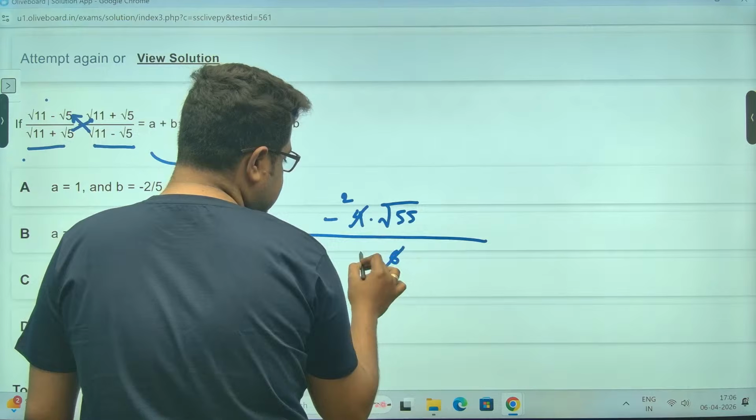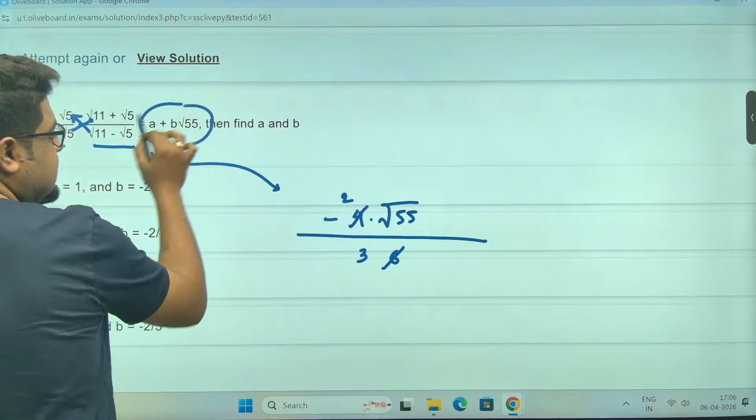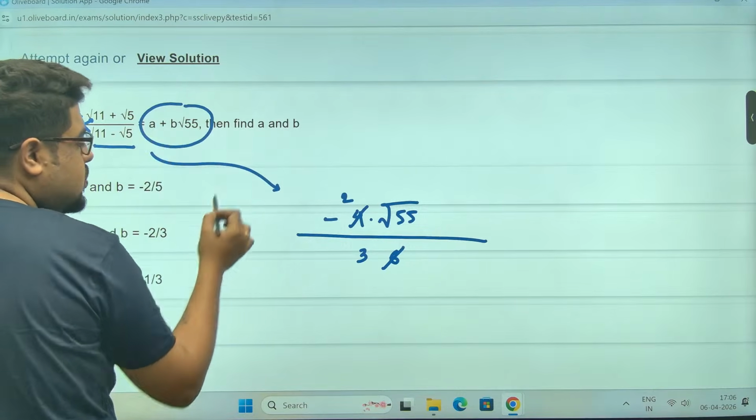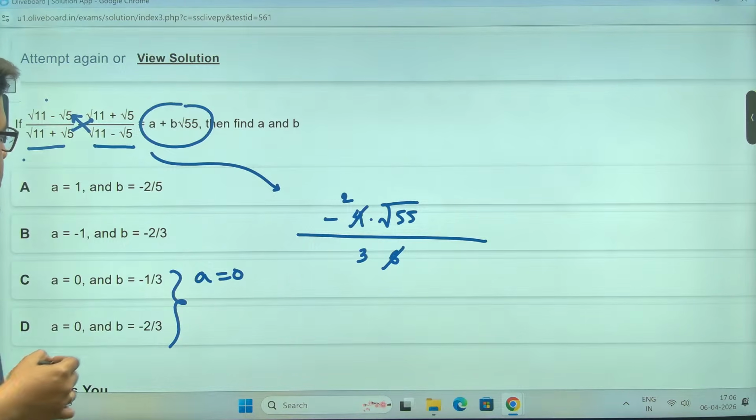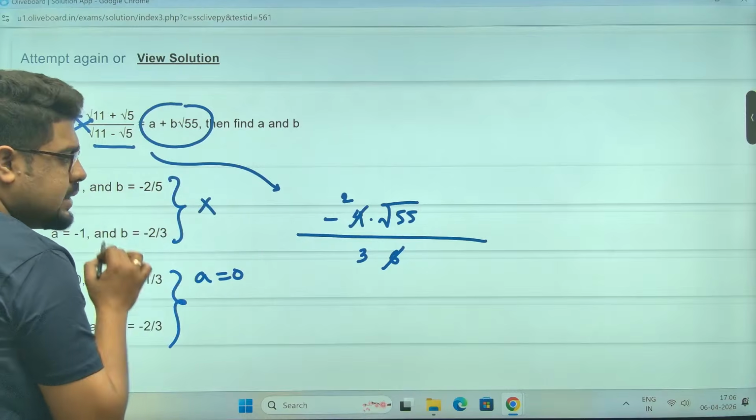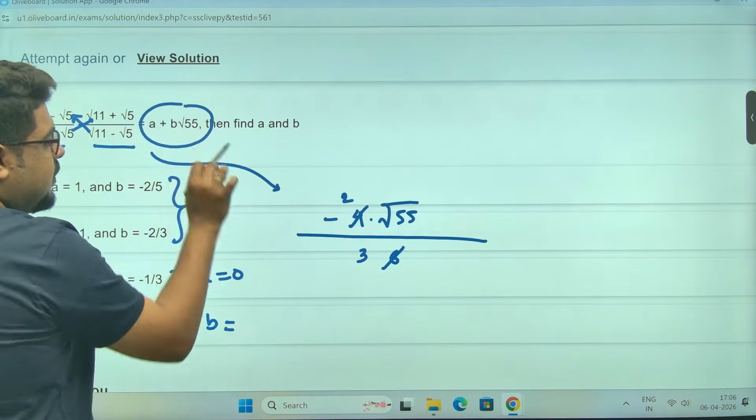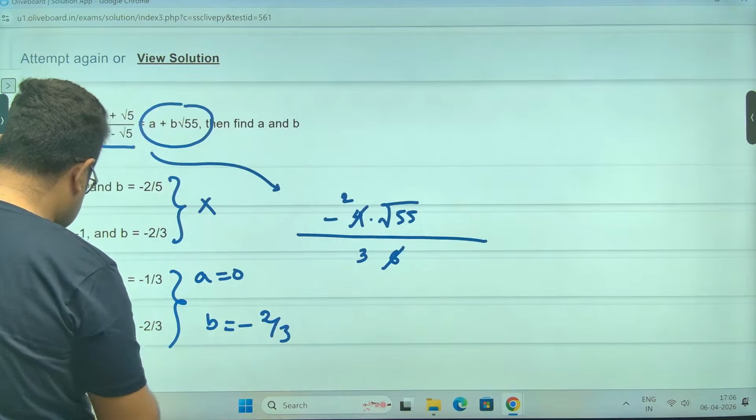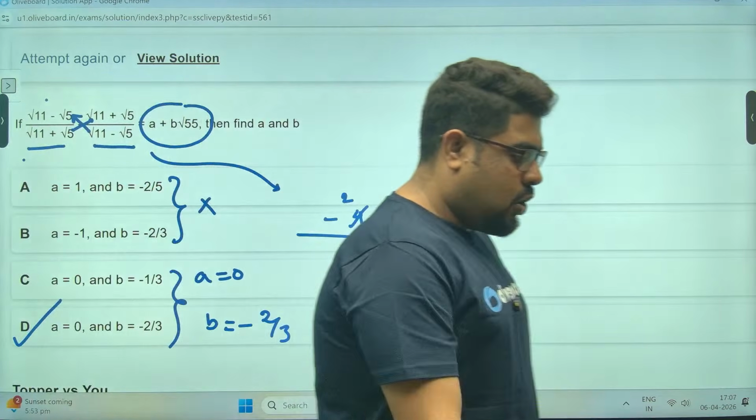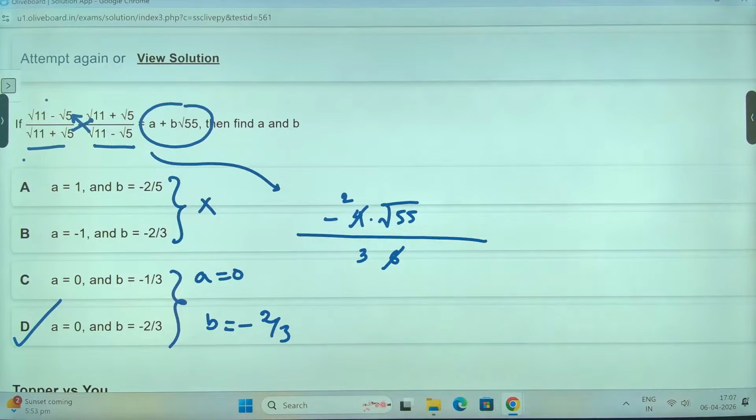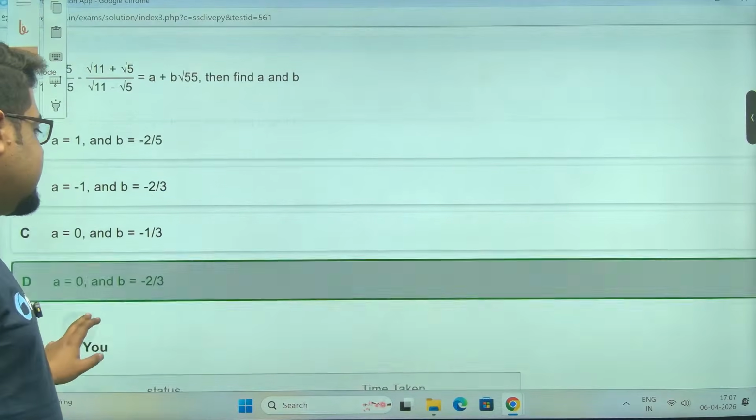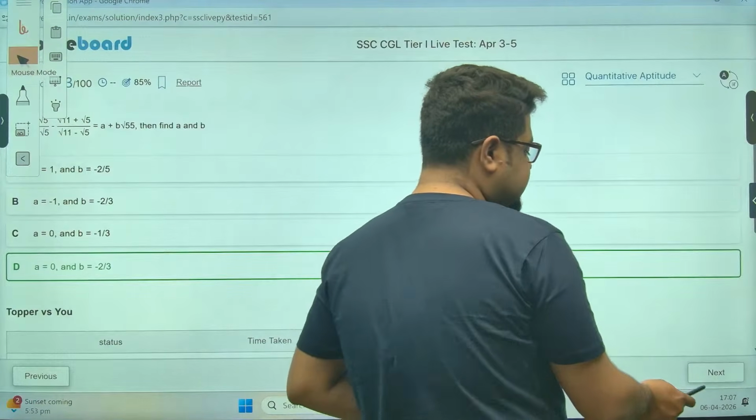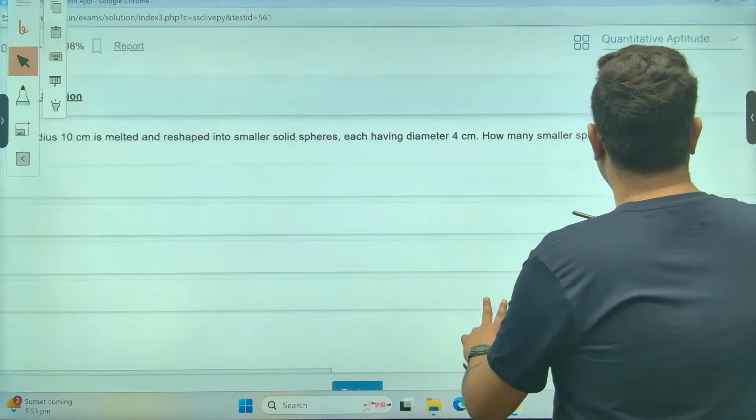So this is 2, this is 3. Now that is equal to this. There is no rational part, so A must be 0. So my answer must be between C and D. Options A and B cannot be my answer. And B has to be, root 55 is there, so B has to be minus 2 over 3. Option D has to be the answer. Option D must be your correct answer without fail. You see, only a couple of lines, not a huge calculation. Clear everyone? Next one.